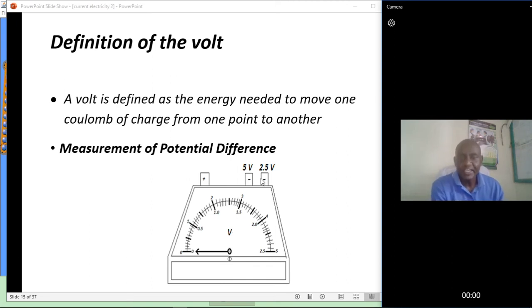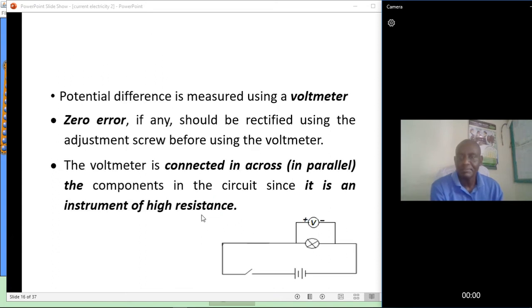So get to know which scale you are using. The inner scale is 2.5, the outer scale is 5. The same thing we have done for the ammeter. Potential difference is measured in volts. Zero error, if any, should be rectified using the adjustment screw before using the voltmeter.